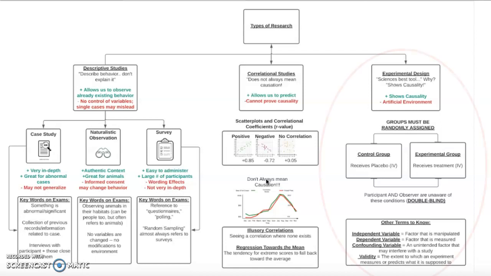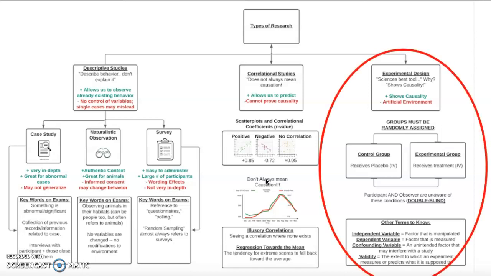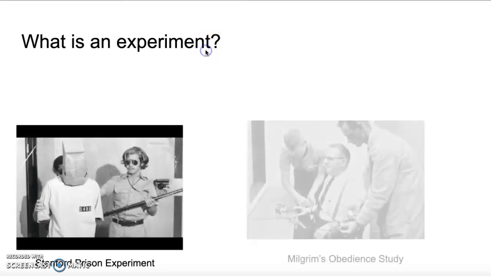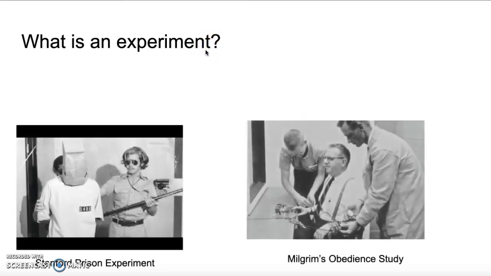relationships. But the focus of this video is we're going to shift gears to talking about experimental design, how to design an experiment, what conclusions we can draw from an experiment, and where one of those might be useful. So first we want to just get a clear definition of what an experiment is.